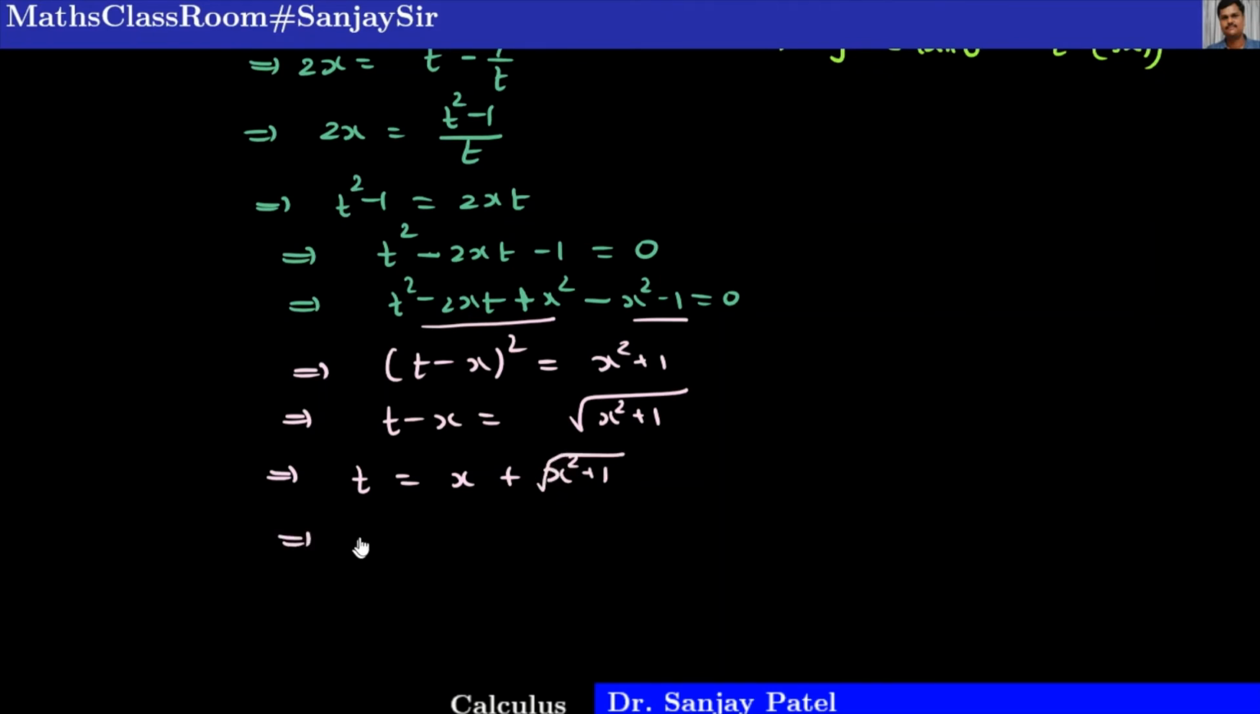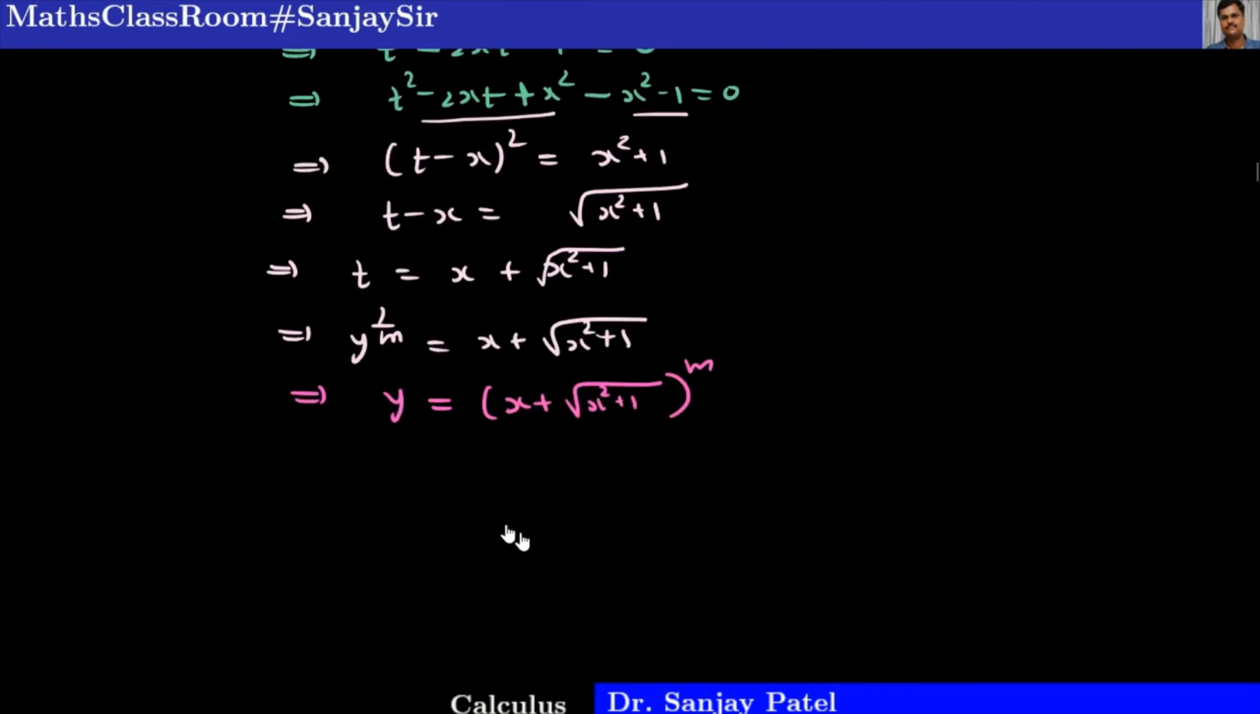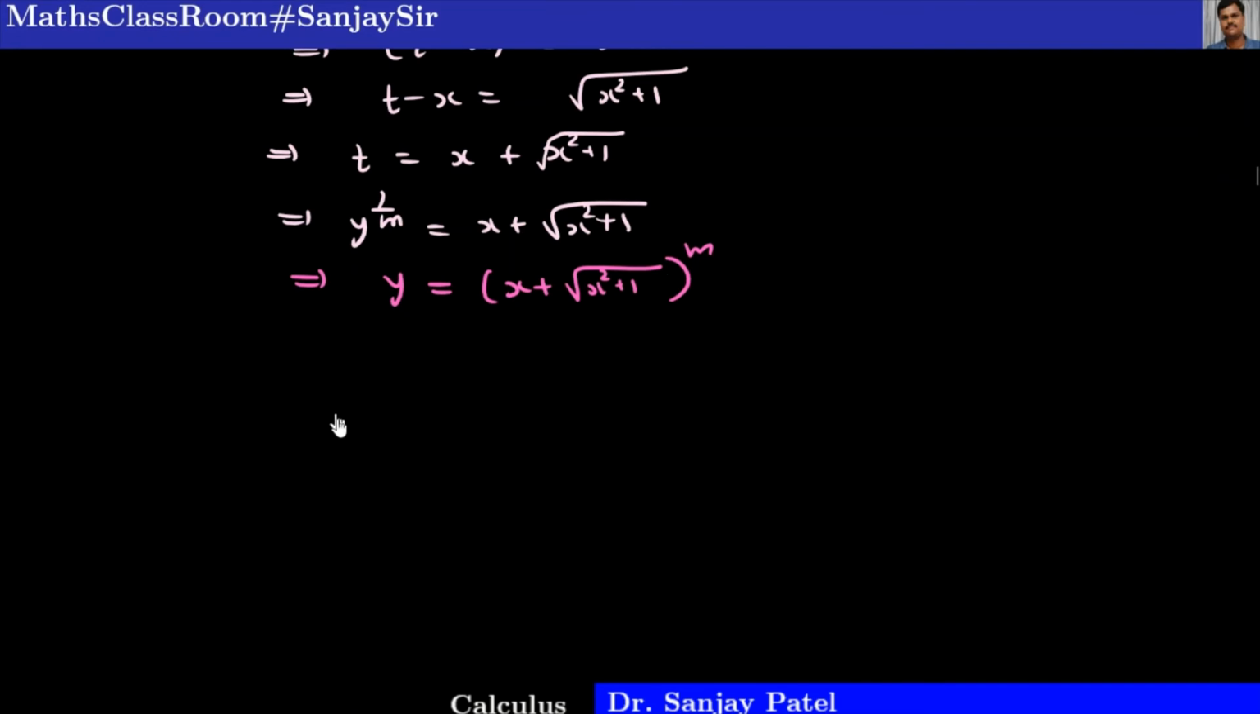Now putting the value of t, which is y raised to 1 upon m, again we see that in the next step this is reduced to the same function of problem number 9. So taking mth power on both the sides, we get y is equal to x plus square root of x square plus 1 whole raised to m. So now we can proceed to just add the solution of problem number 9 here. So this is same as problem number 9. Okay. Let us go to the next problem.